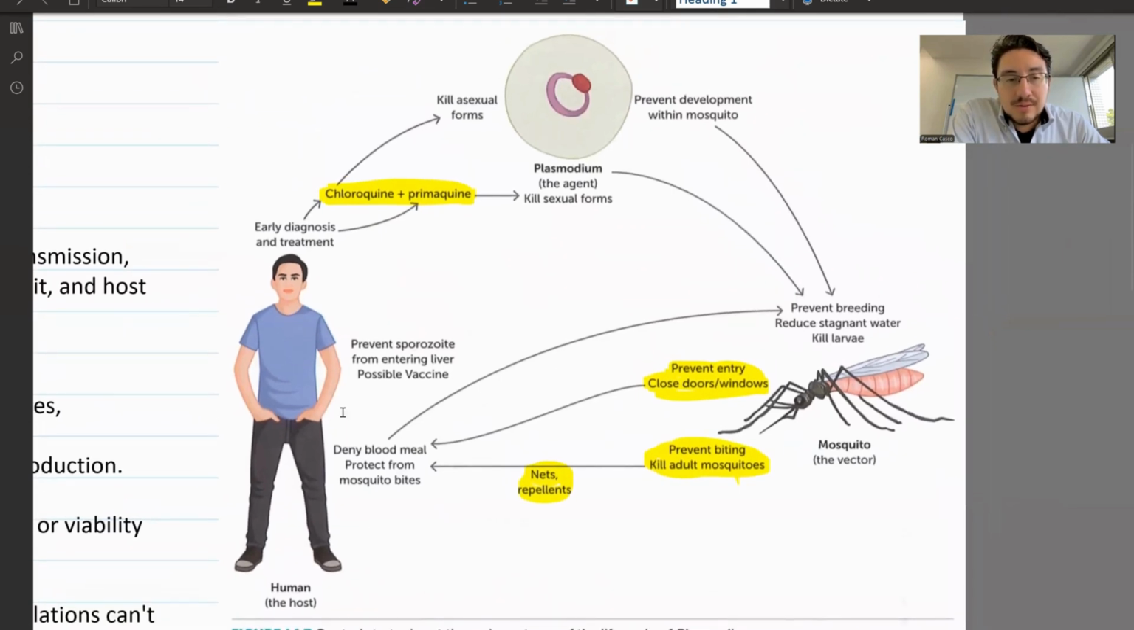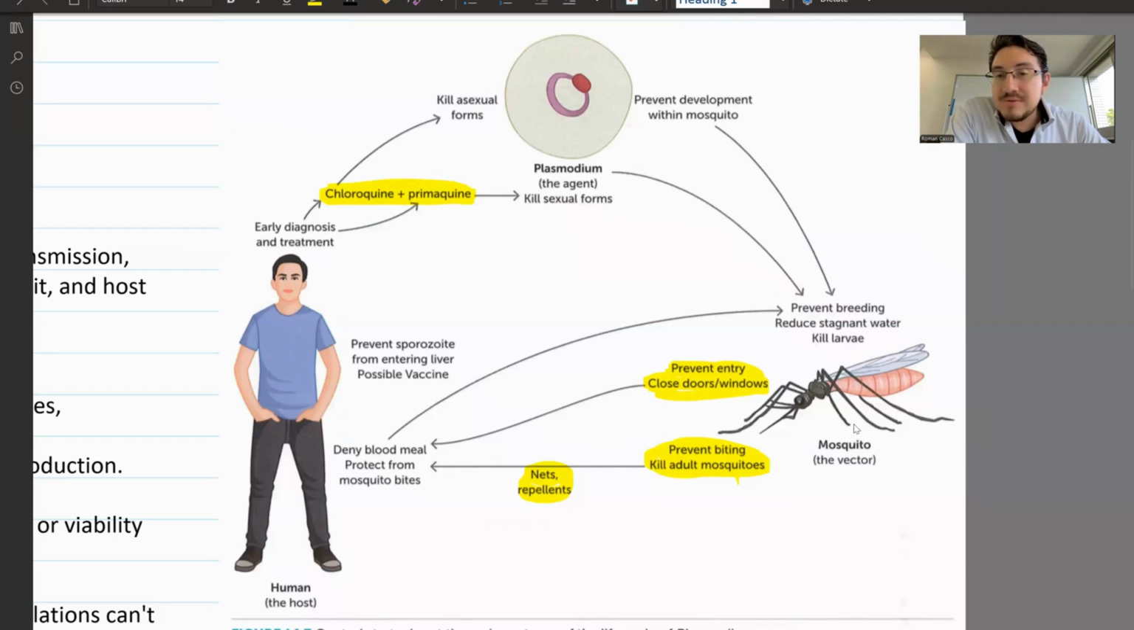So you have a host that is showing early signs of the disease, and you can immediately get treatment, right? There are some anti-malarial drugs that can kill certain structures that you want to prevent Plasmodium to thrive in, like chloroquine and primaquine. These can destroy sexual forms of Plasmodium, the agent, or kill asexual forms of development of Plasmodium that will prevent development within the mosquito, right? So you're kind of killing off a whole method of growth for the Plasmodium. And then you have ways to prevent the mosquito from stopping the life cycle, right?